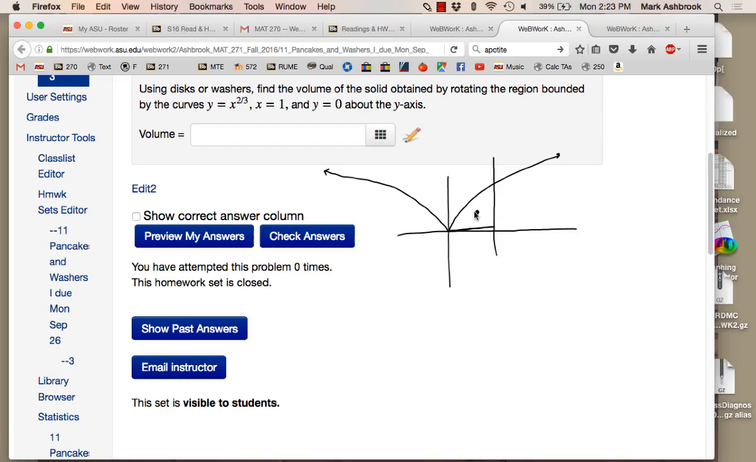So what are we talking about? This right here. And we're going to rotate that about the y-axis. Again, we're going to get horizontal, but this time not pancakes, it's going to be washers. When that hits 180 degrees, swinging around, we'll get this image over here.